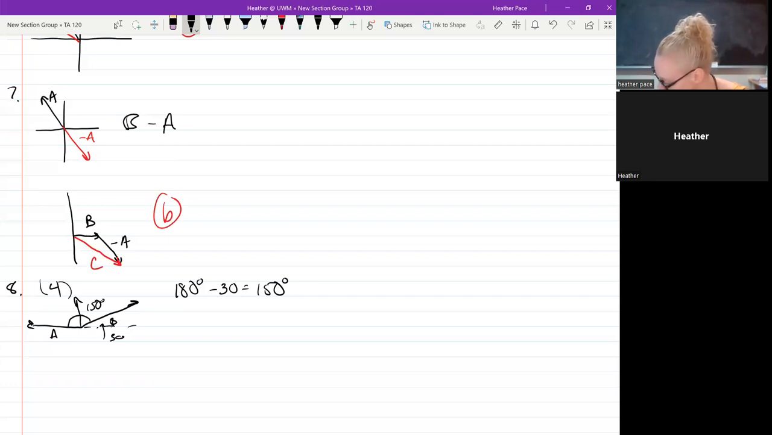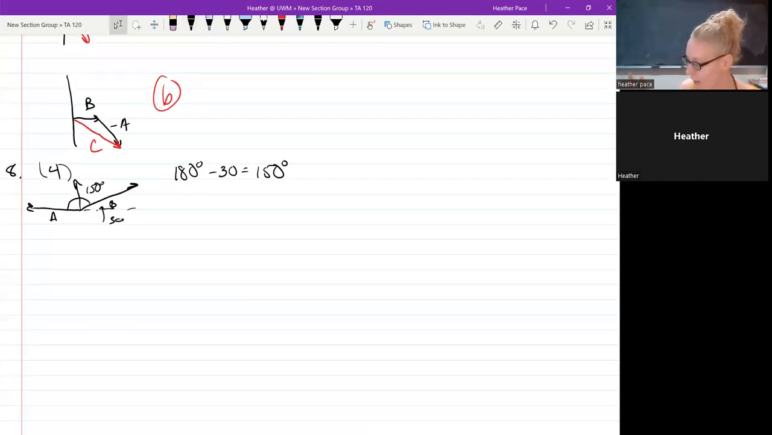And for 5, the angle between A and B is not 30. It looks like that's 90. The angle between A and C is 30, and so 5 is out. So only 1 and 3 can be an answer. So let's look at which is the right answer.